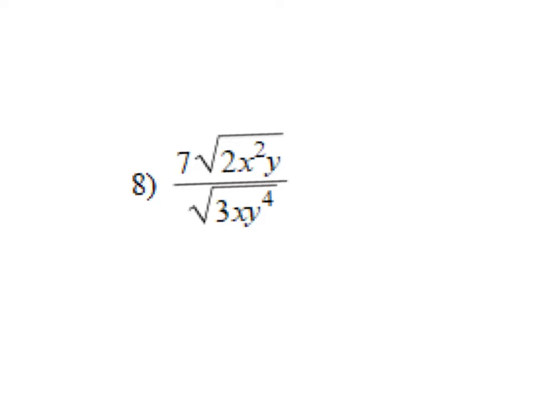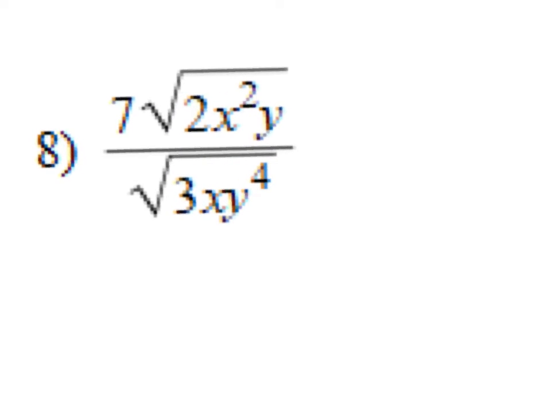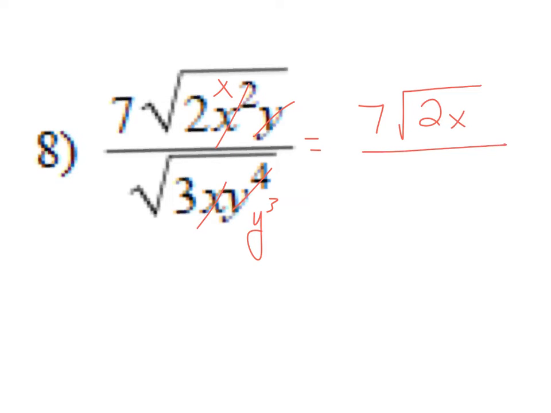Okay, number 8. So the first thing I'm going to do is go ahead and reduce. If I look right here at my x and x squared, I can take this x out and then I'll have one x up here. Same thing with my y's. I can take this guy out and then I would only have 3 y's left down here. So right now I've got 7 square root of 2x on top, and on the bottom, I got the square root of 3y to the third.